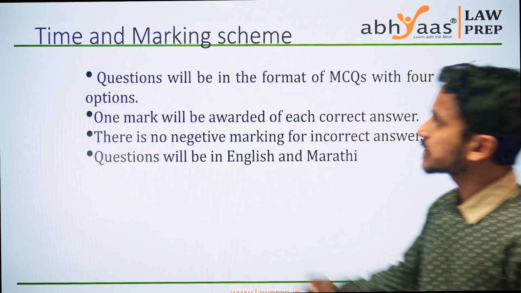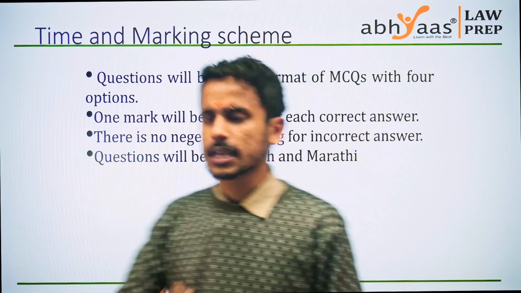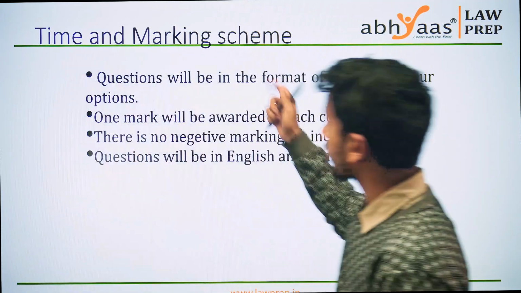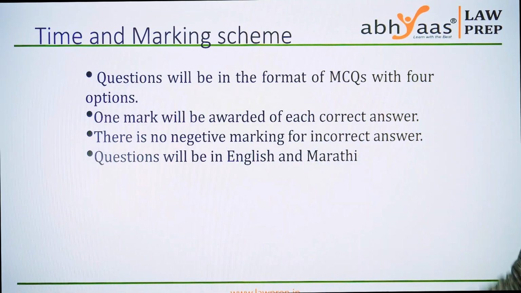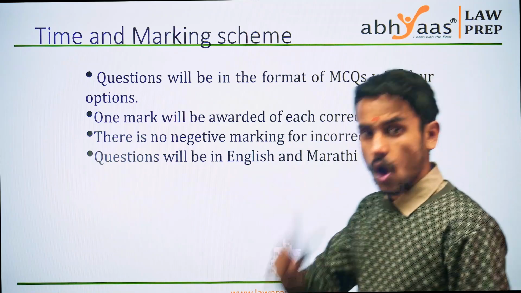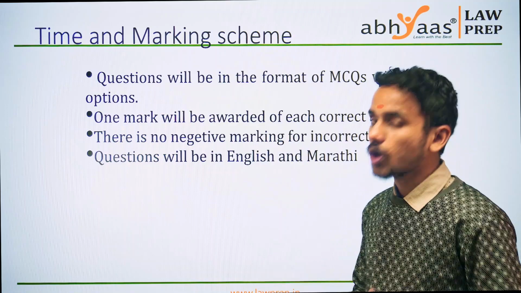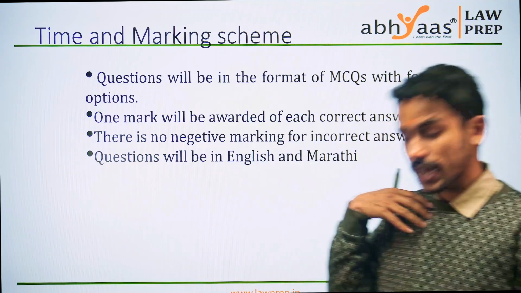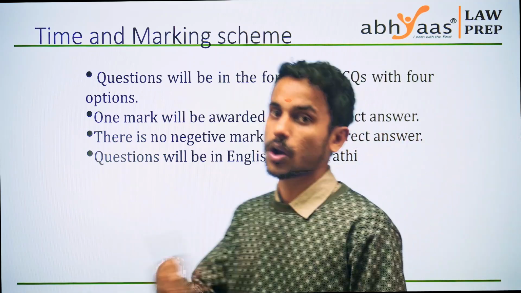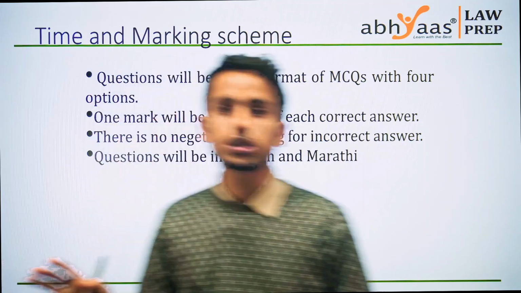Now, what is timing? Timing, as I have told you, is that this exam has to be completed within 2 hours, and the marking scheme is for every correct option you will get 1 mark, and for every wrong answer there is no deduction. That means no matter how many questions you get wrong, your aim should be to attempt the maximum questions, or all the 150 questions, since there is no negative marking.